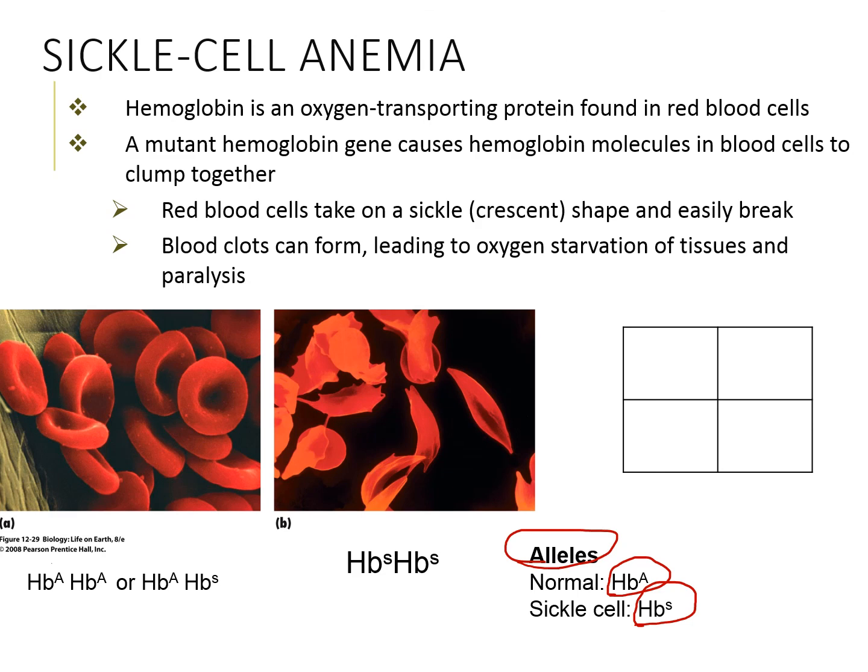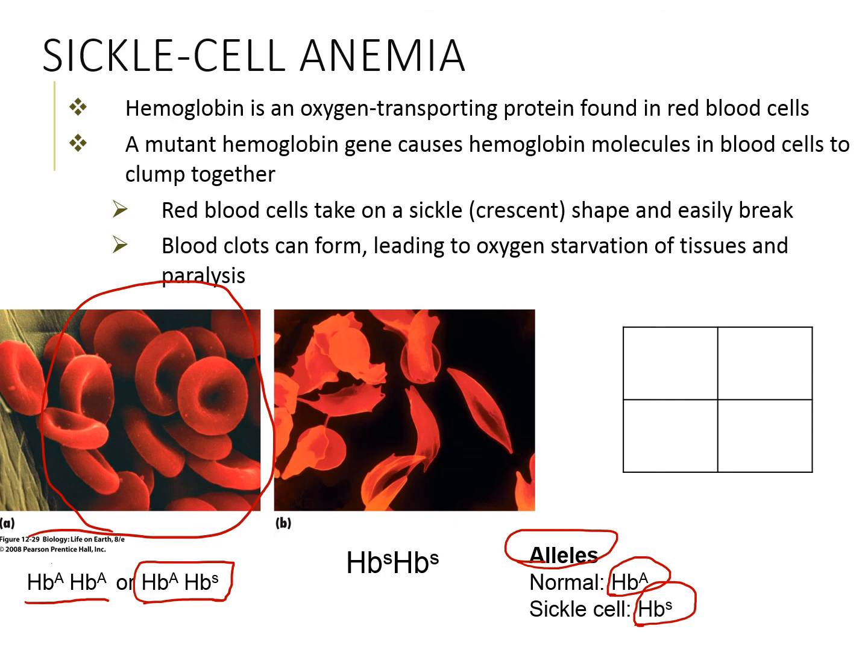So over here, this is the normal phenotype. This is what red blood cells are supposed to look like. So this person would be HbA, HbA or HbA, HbS. And that's because the sickling trait is recessive to the healthy trait. So if you have one bad copy, then the red blood cells will not be deformed at all.